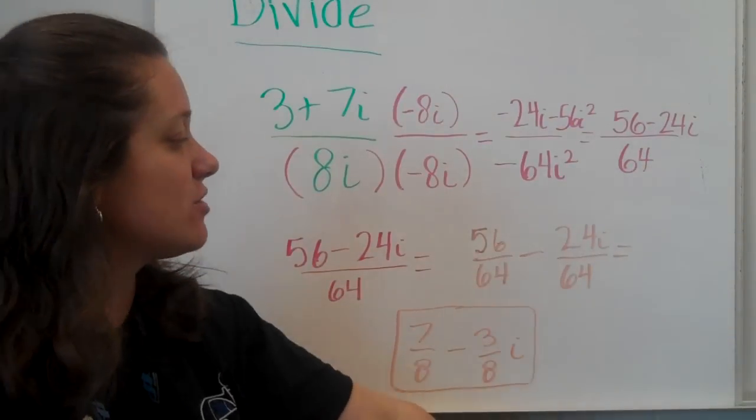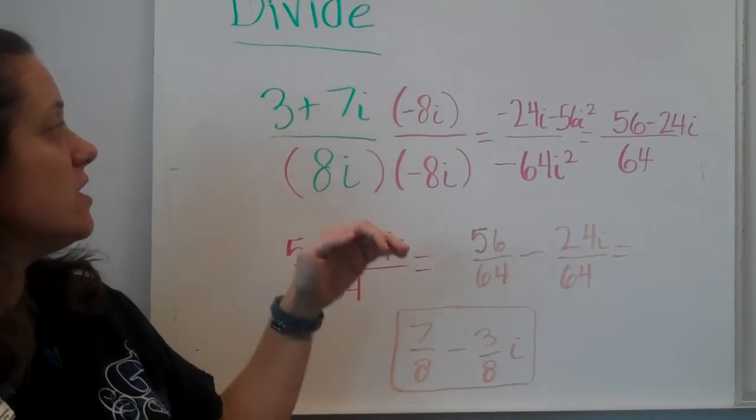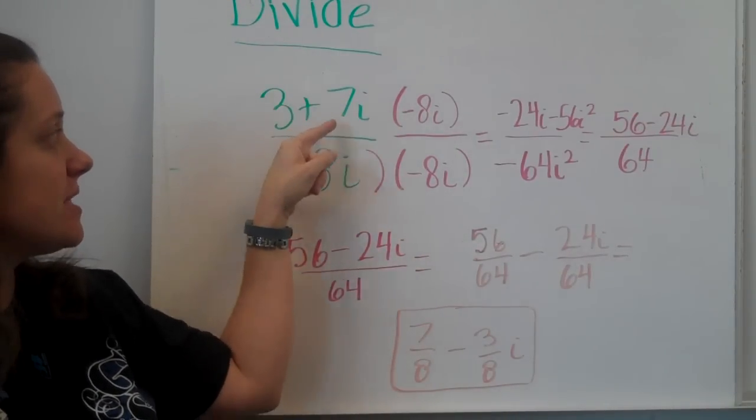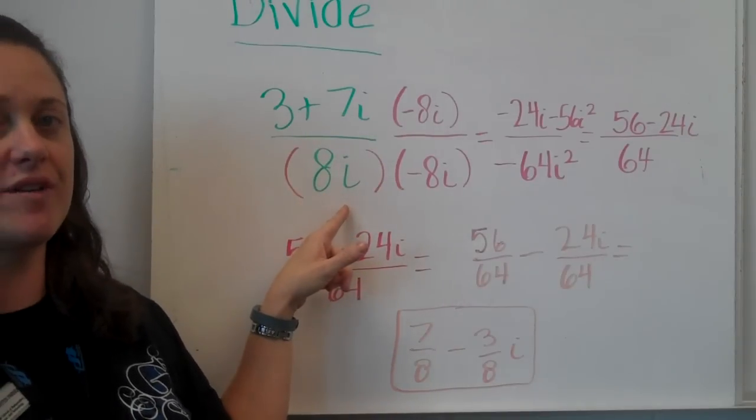So let's look at how we actually divide. It's kind of complicated, but we'll break it down into steps. So you have this problem. The original problem is the problem in green. So you have 3 plus 7i divided by 8i. So we're trying to divide by 8i.